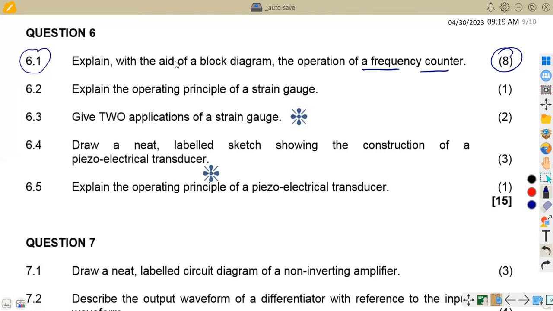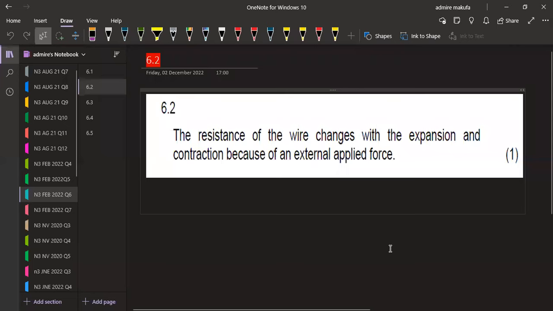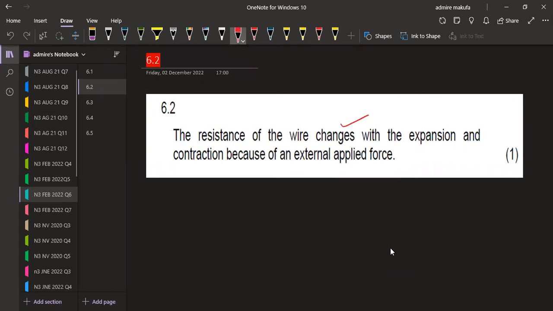All right, on 6.2, we are now given to explain the operation of a strain gauge. That is 1 mark for that. All right, so what do we have, guys, on a strain gauge? Just 1 mark for that. Okay, so what happens is on the issue of resistance. The resistance of the wire changes with the expansion and contraction because of external applied force. That is what we have on our description in this case.